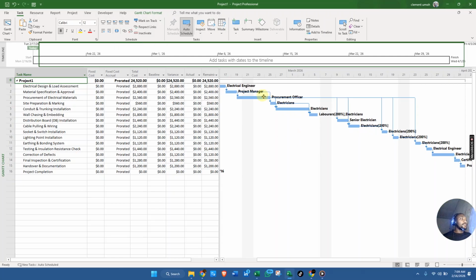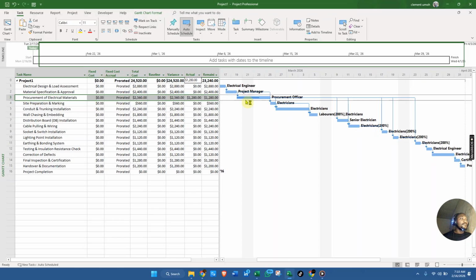Okay, let's try something very interesting. Let's look at our procurement. So you see, if we change it to 25%, what we're paying the guy.